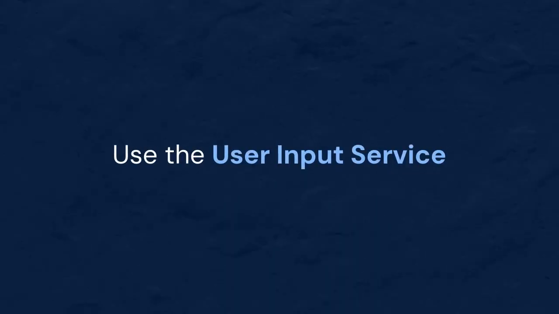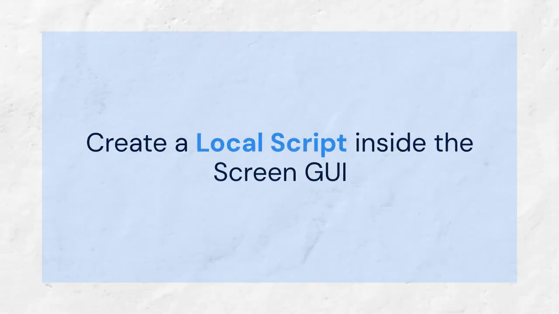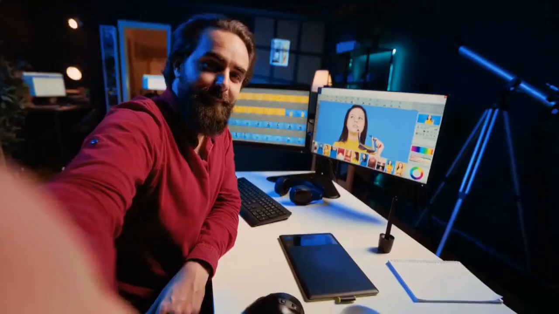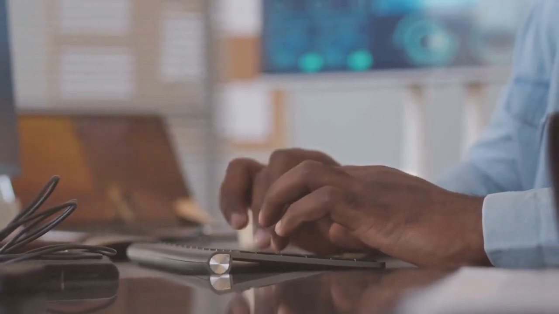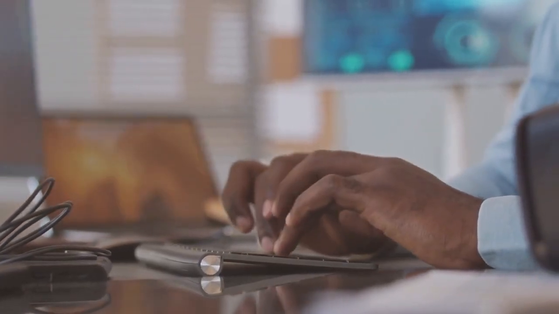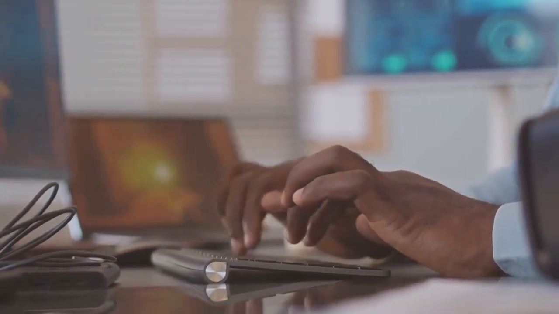To enable it, we need to use the UserInputService. We'll create a local script inside our ScreenGui. Name it something like UINavigationScript. Now, let's write the code. First, we need to get the UserInputService. We do this using game:GetService("UserInputService").